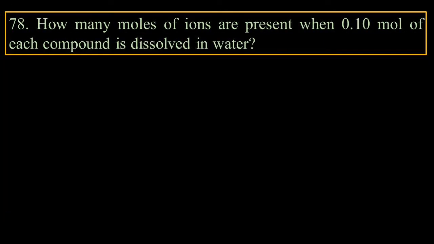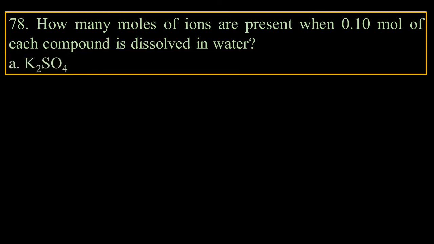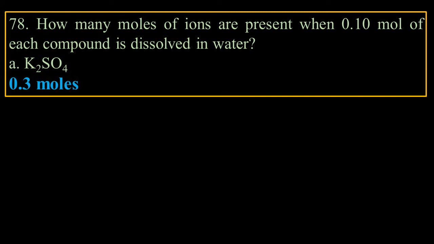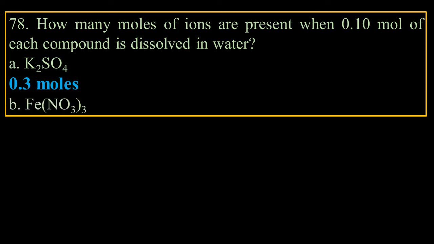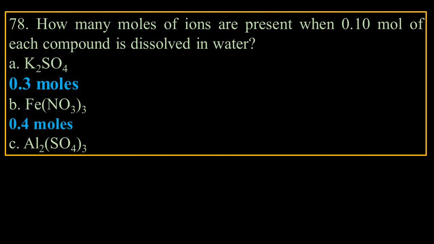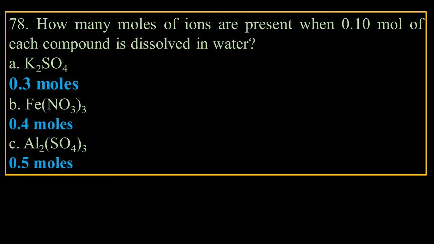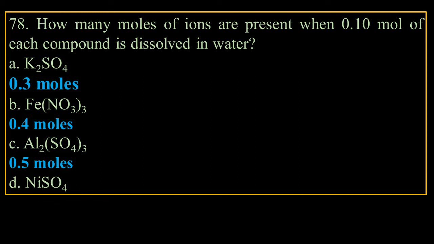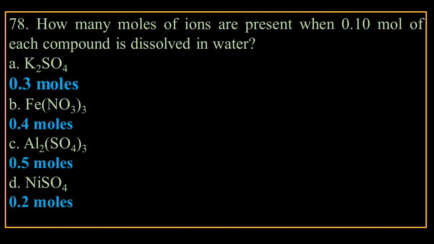How many moles of ions are present when 0.1 mole of each compound is dissolved in water? Potassium sulfate, that'll be 3. Sorry, 0.3. 3 times 0.1 is 0.3. B, iron 3 nitrate, that'll be 0.4 moles. C, aluminum sulfate, that'll be 0.5 moles because it'll be 5 ions. Next, nickel 2 sulfate, that'll be 0.2 moles.